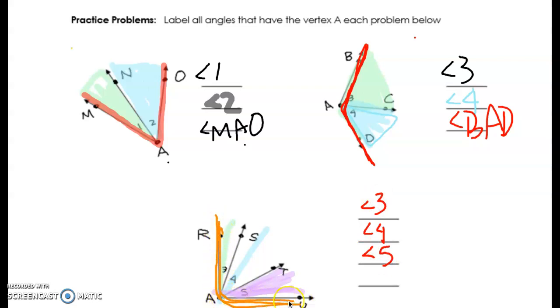Which again, if that big one encompasses all the smaller ones, I can't just use a number. I can't just use the vertex, so I have to label it as I see it. And it's RAU, or UAR. And again, I just traced it from top down to the bottom there. You could have done it the other way and labeled it like that.